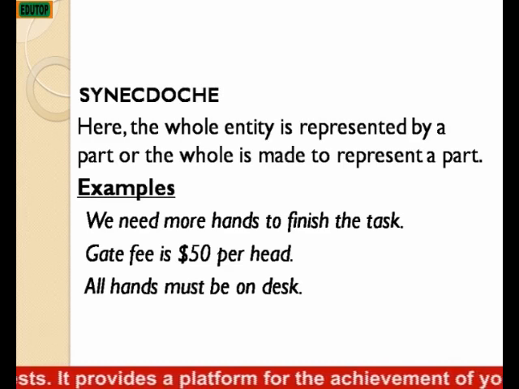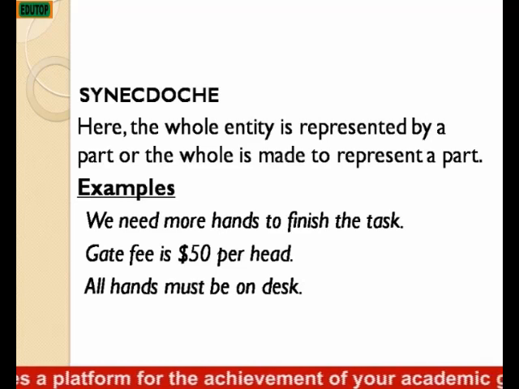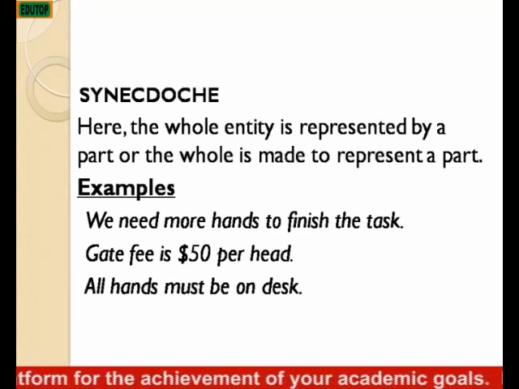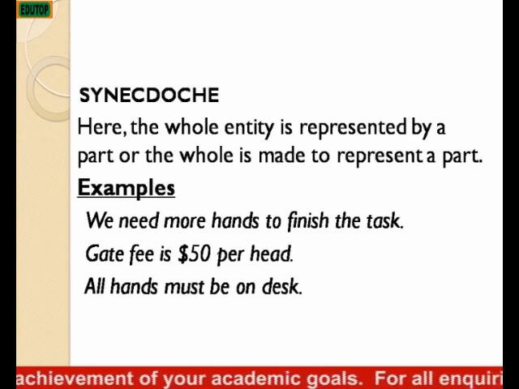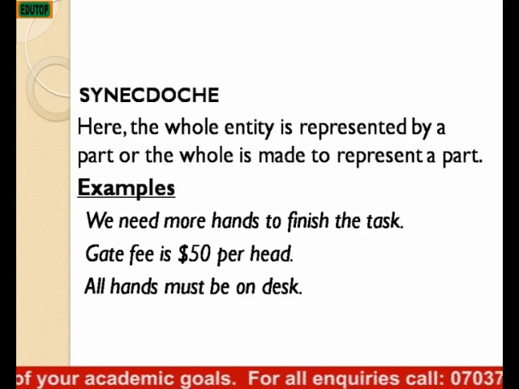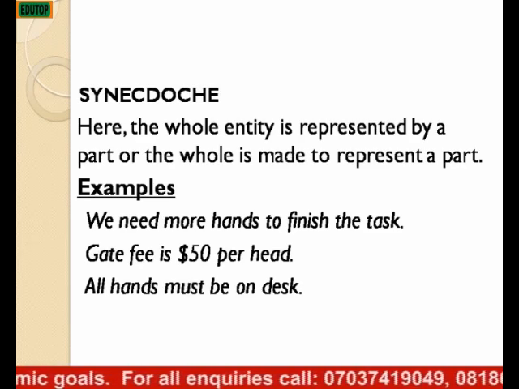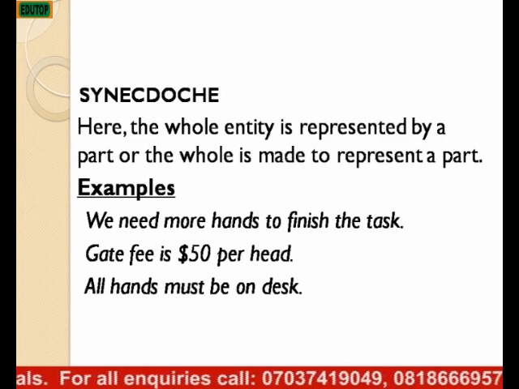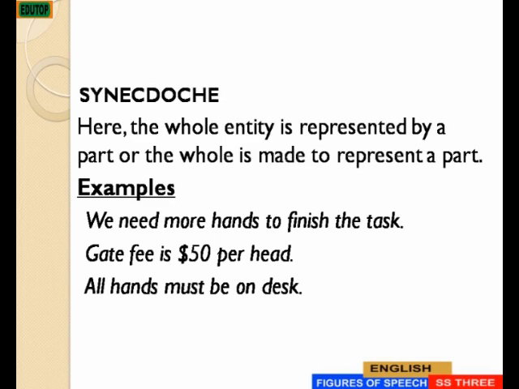Examples: we need more hands to finish the task. When we say we need more hands, our focus should be on hands there. Hands is referring to human beings, trying to bring up the idea of saying we need more laborers, we need more people to finish the task. So hands there is a part of the human body, and we have brought out the hand to represent the whole of the human being.